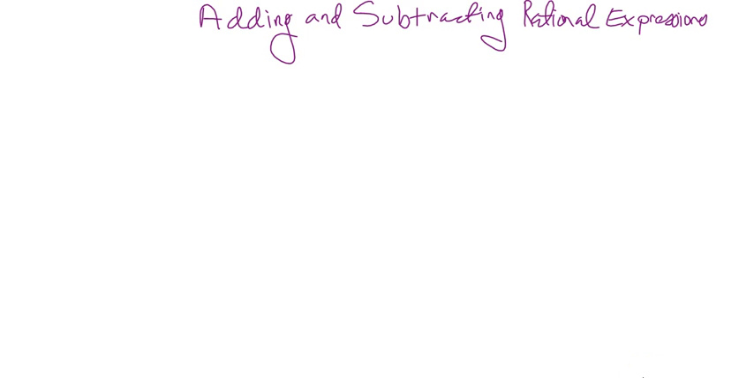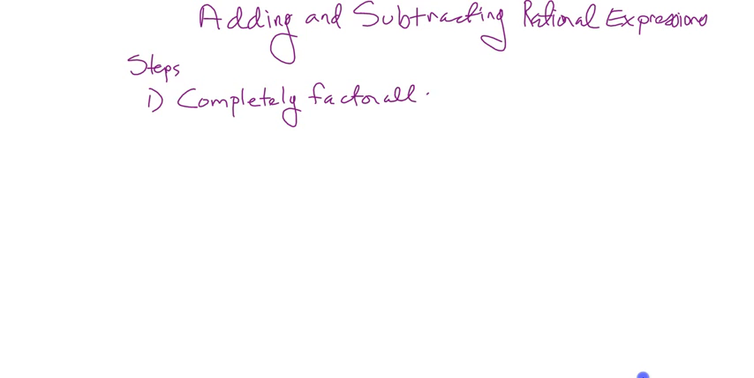Okay, so when we add and subtract rational expressions, we have a number of steps to go through. Okay, so steps. Step 1: completely factor all of the denominators. Okay, so our first step is to factor denominators.